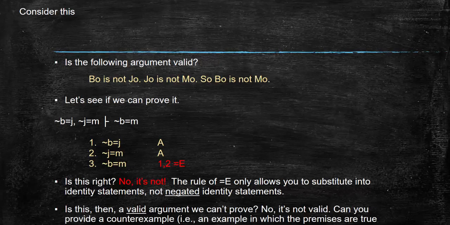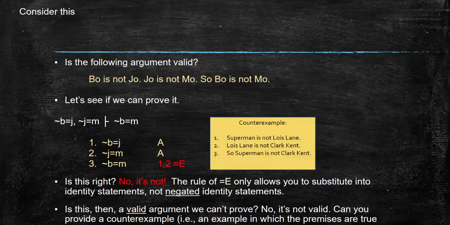So, is this a valid argument that we can't prove? Well, actually, no, it's not valid. If you think about it, it's not too hard to provide a counterexample. For example, Superman is not Lois Lane. Lois Lane is not Clark Kent. Therefore, Superman is not Clark Kent, but he is, right? So that would be a very poor inference, and that's just something we don't want to be able to prove.